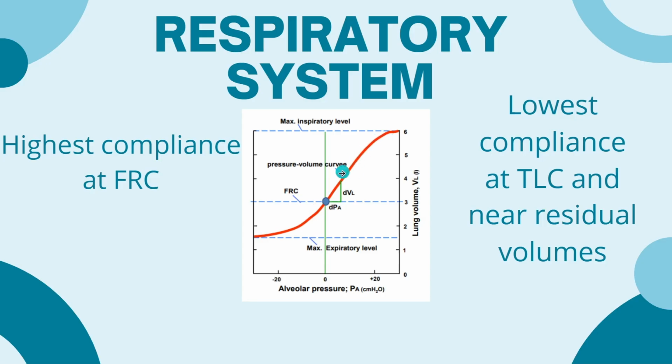Why? This is because functional residual capacity is the range that we normally breathe at. This gives the respiratory system a sort of recoil property where, the further it gets from the functional residual capacity, the more it will recoil back to this range.